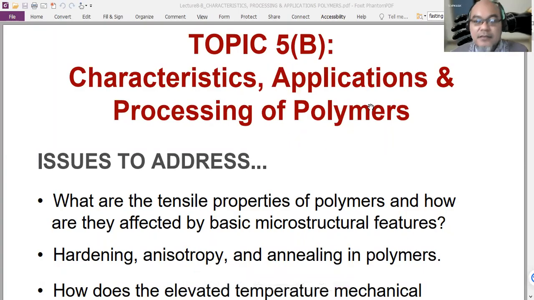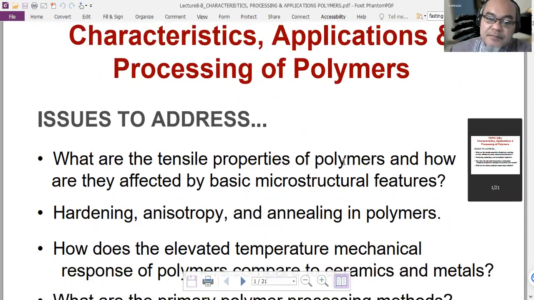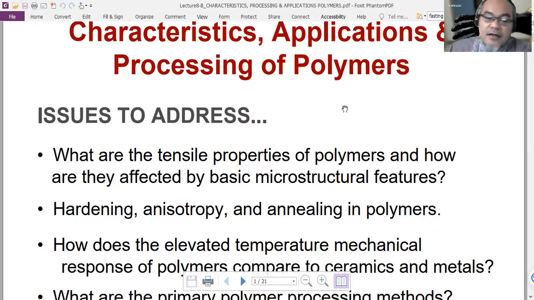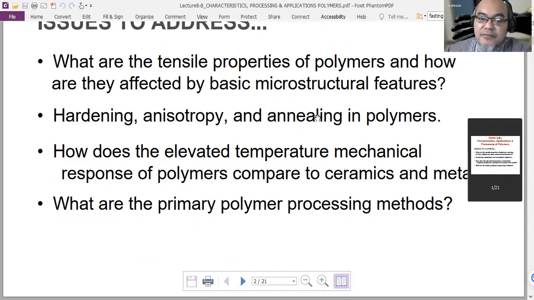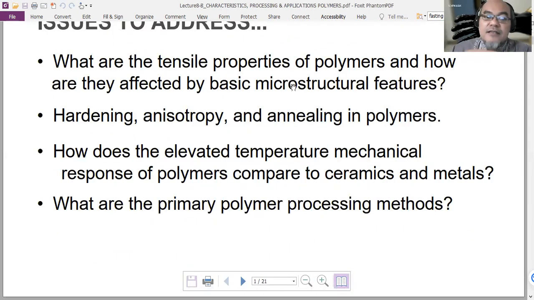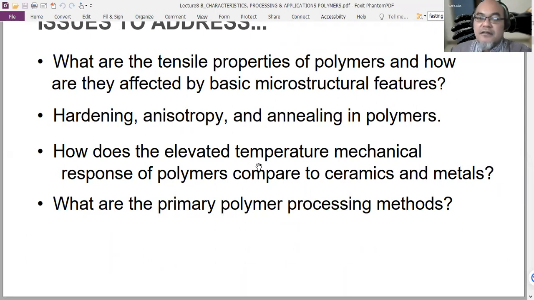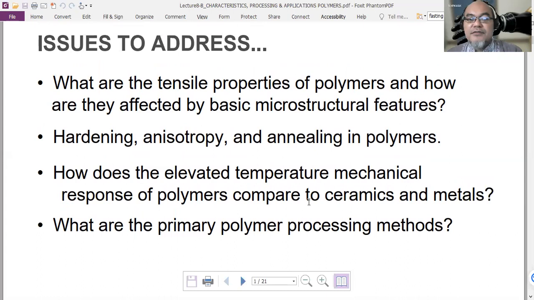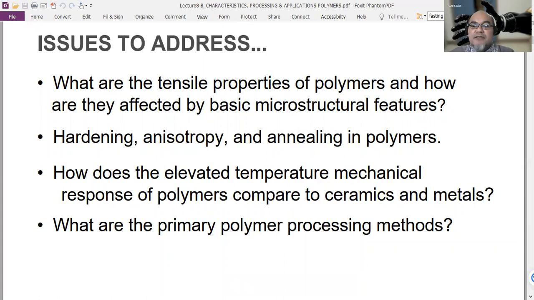So in this section, we are going to address the mechanical properties of polymers, like what are the tensile properties of polymers and how are they affected by the basic microstructural features of polymer. Then the processing, how hardening occurs in polymers, anisotropy as well as annealing in polymers. Then how does the elevated temperature mechanical response of polymer compare to ceramics and metal? What are the primary polymer processing methods?